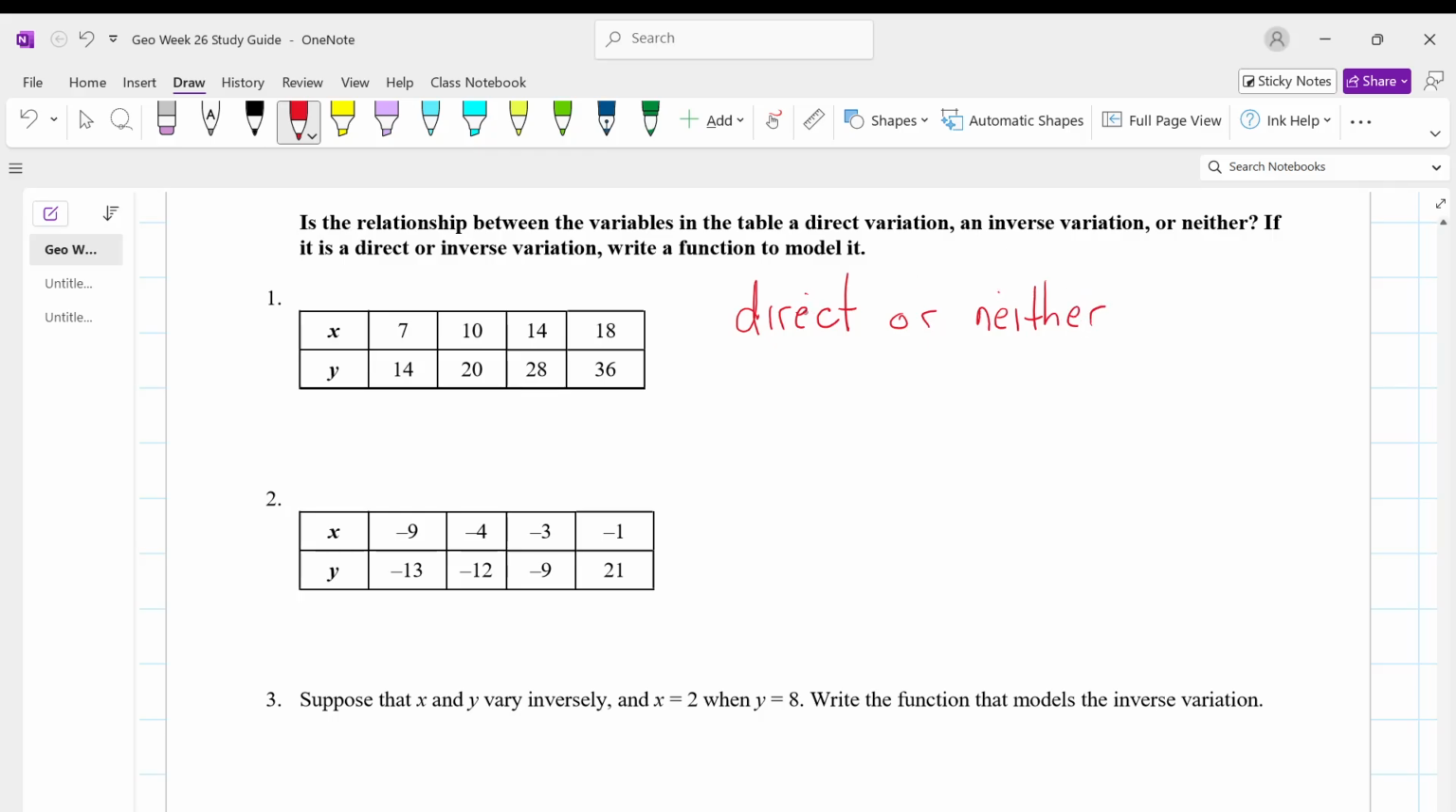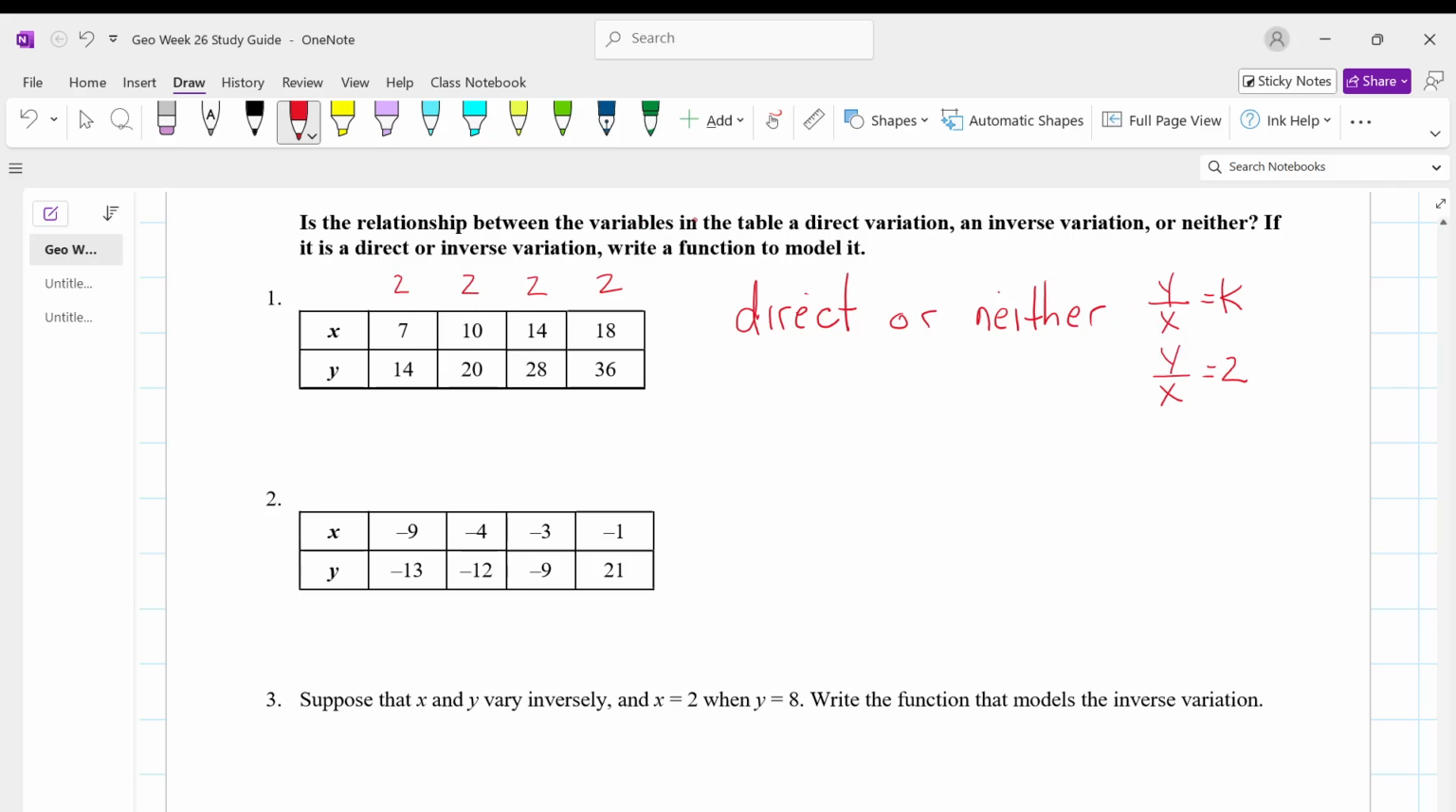Now, if it's direct variation, then all of the y's divided by the x's will give a constant. So if we take y, 14, divided by 7, that equals 2. 20 divided by 10 equals 2. 28 divided by 14 is 2. 36 divided by 18 is 2. So our constant, y over x, is equal to 2.